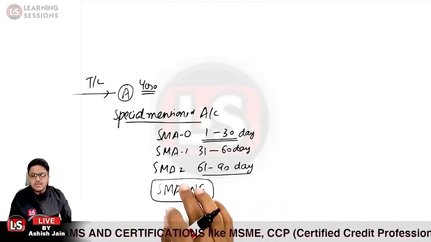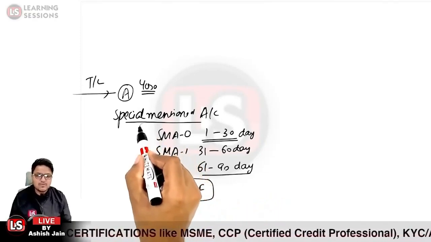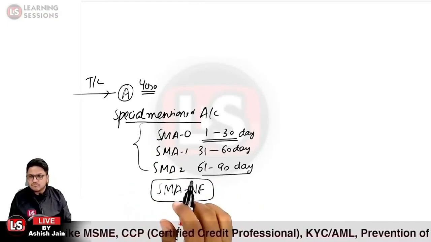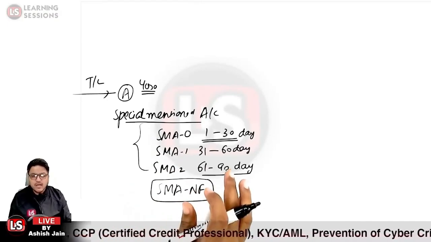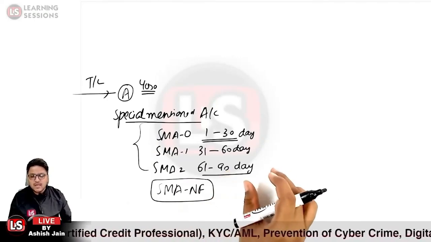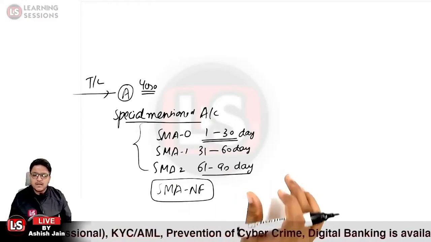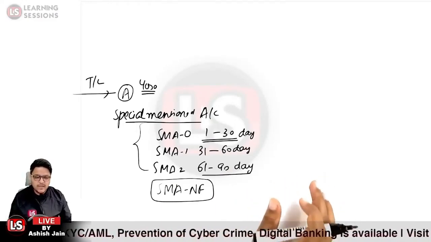For financial reasons we consider it to be of three types only, that is SMA 0, SMA 1 and SMA 2 only. Is that particular part clear? And after the period of 90 days, the loan account shall be transferred to the NPA category.